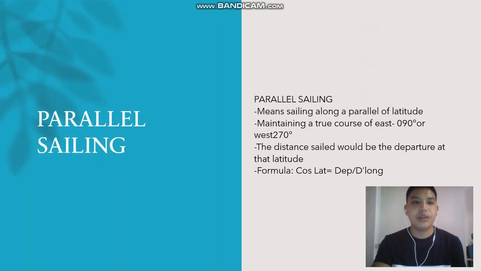I have chosen parallel sailing for my calculations. Parallel sailing means sailing along a parallel of latitude, maintaining a true course of east 90 degrees or west 270 degrees. The distance sailed would be the departure at that latitude, and its formula is cosine latitude equals departure over difference of longitude.